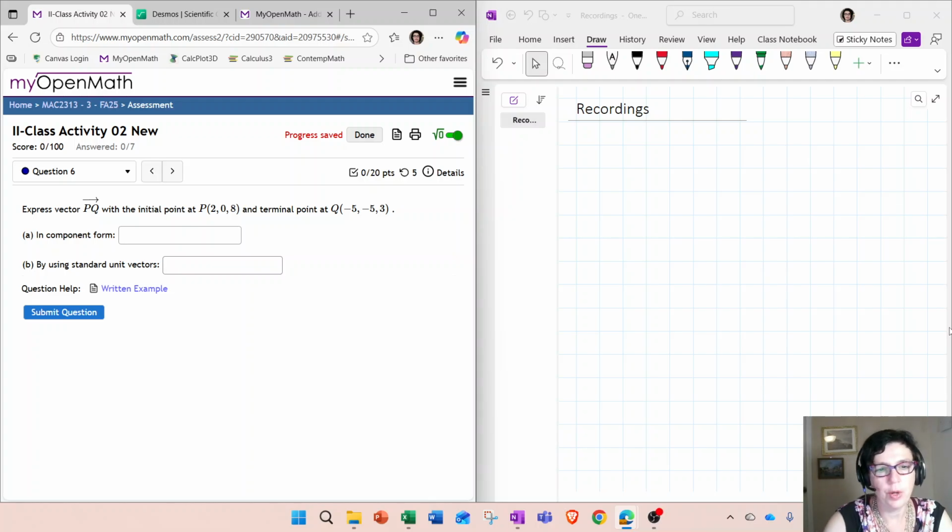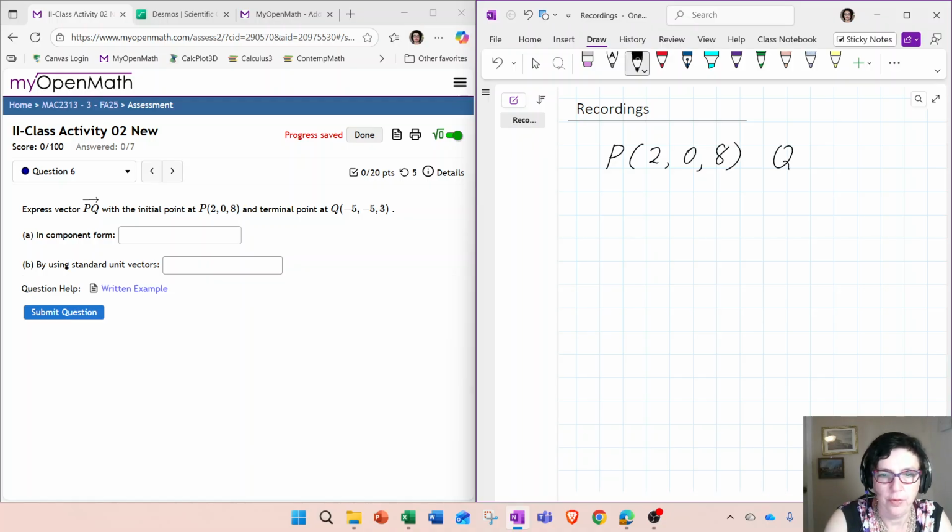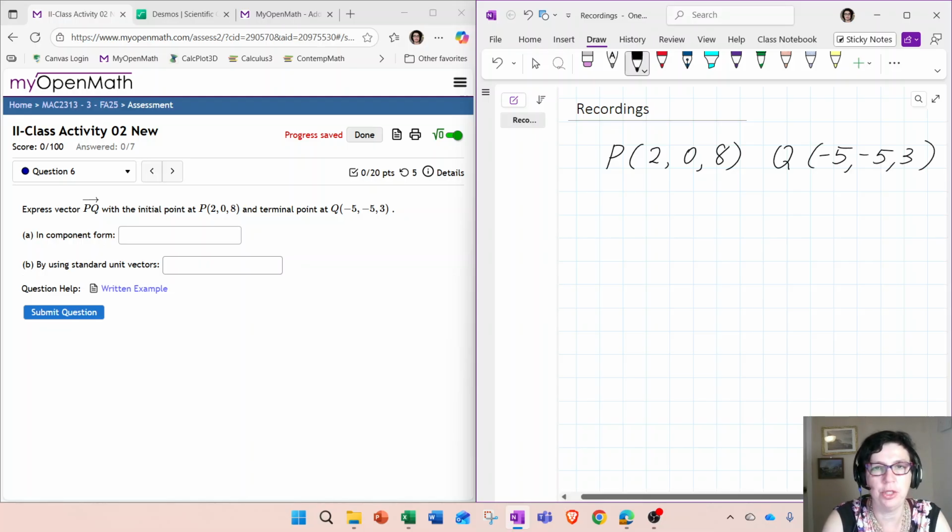In this video, we are going to extend what we already know in 2 dimensions to 3 dimensions. So if they give you 2 points and you have the initial point, so that's P with (2, 0, 8), and then point Q with coordinates (-5, -5, 3). Please pay attention to the difference in notation. When you see parentheses, you immediately think it's a point in 3 dimensions, right?